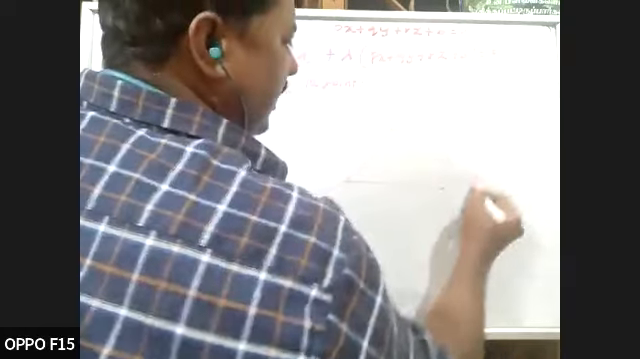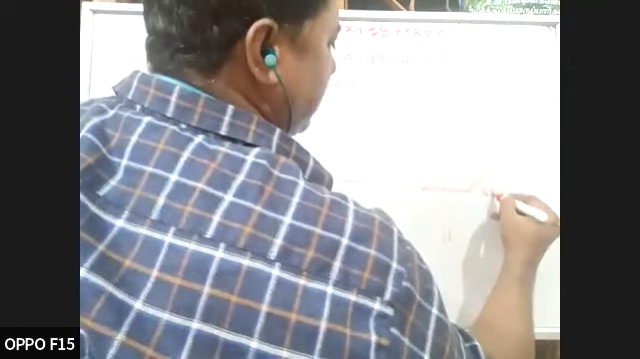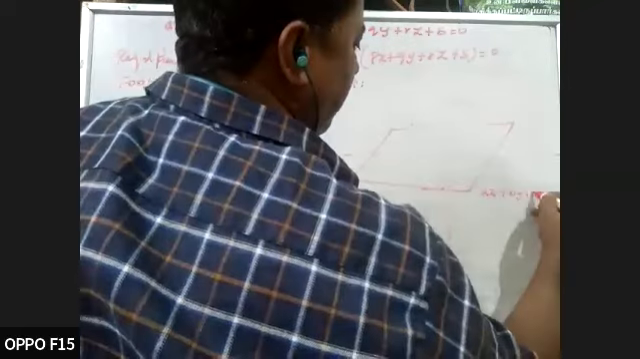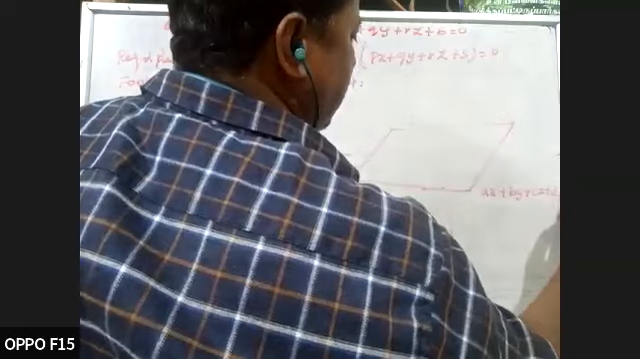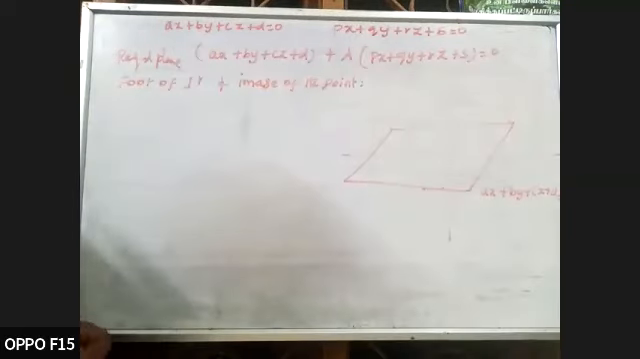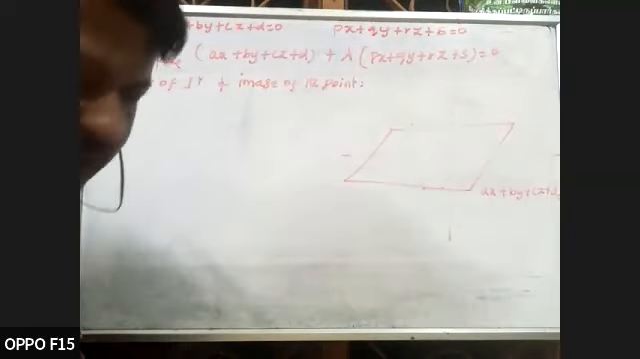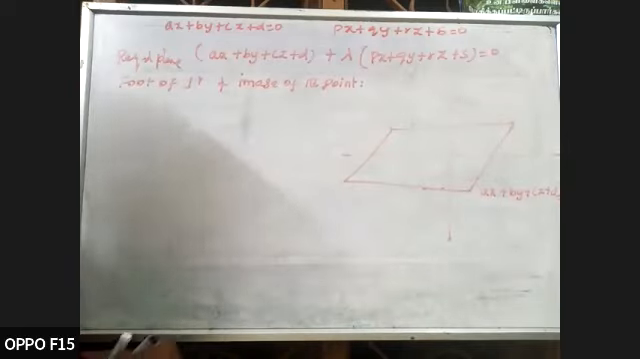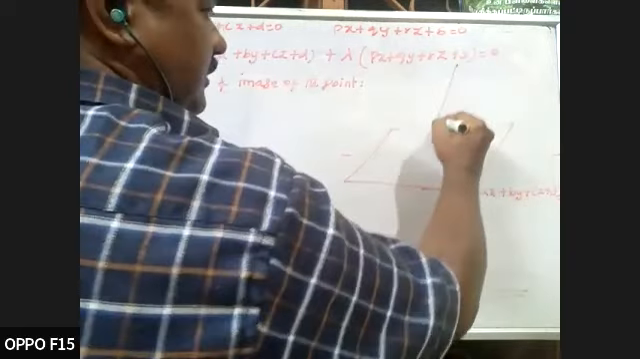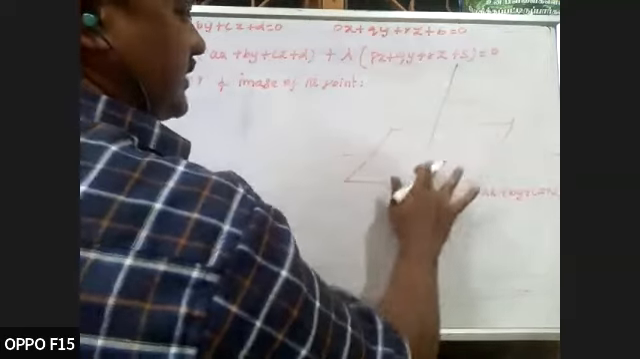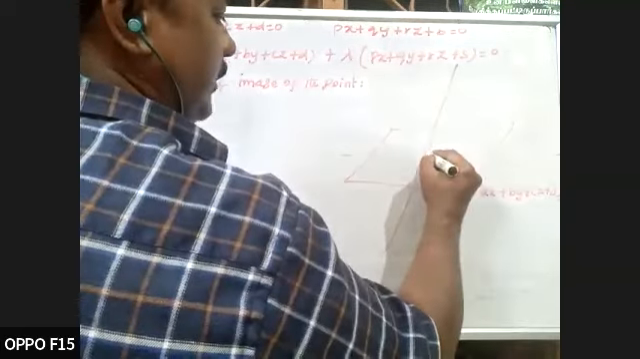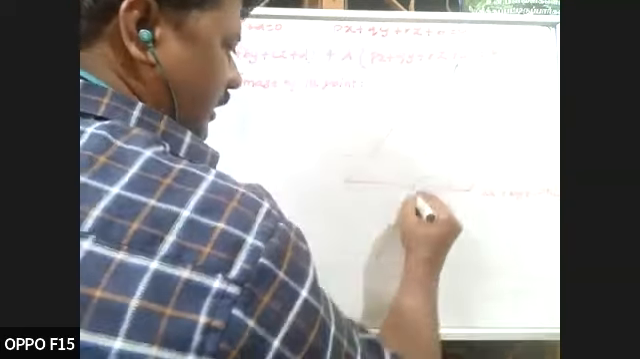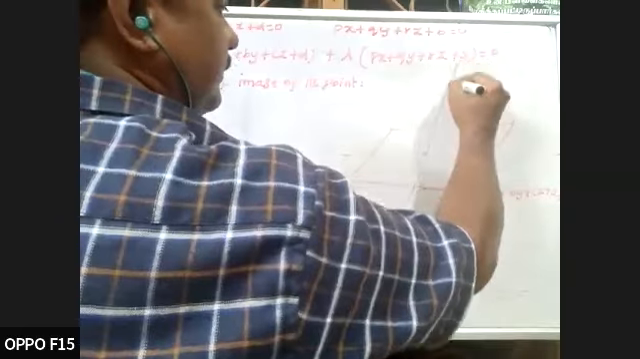The general equation of the plane is ax plus by plus cz plus d equal to 0. This is the equation of the plane. Now a line bisects this plane. A line is bisected in between. So the line bisects the plane.